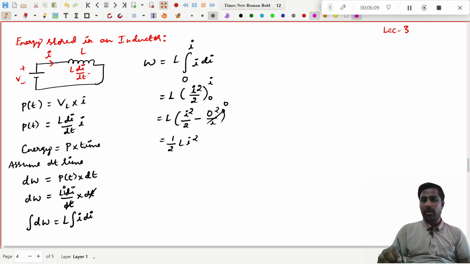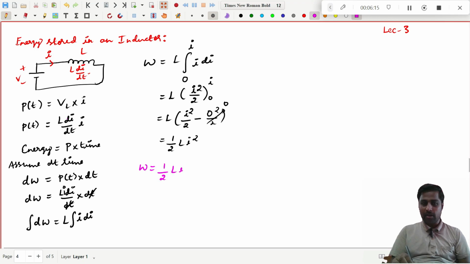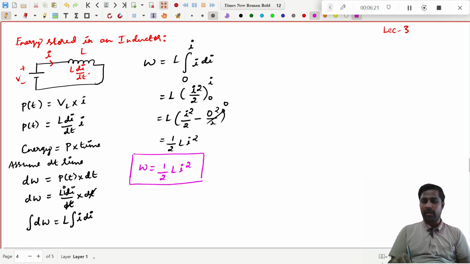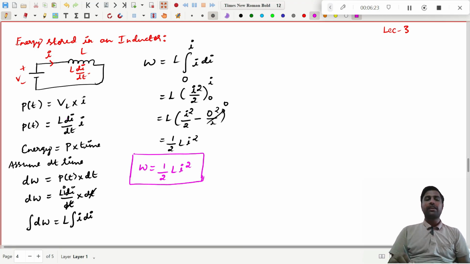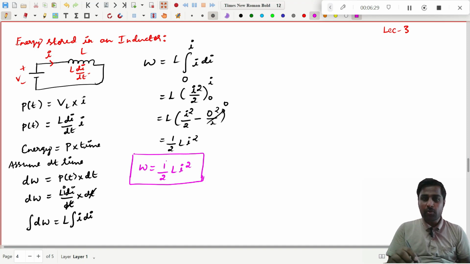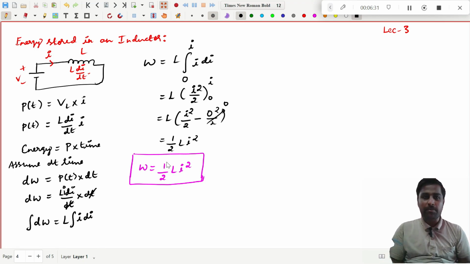So what is the final expression now for energy stored in an inductor? That is nothing but half L I square. Half L I square. That's all. So this is the final expression for energy stored in an inductor, right? Now, I'm just going to substitute all these values for the previous problem.